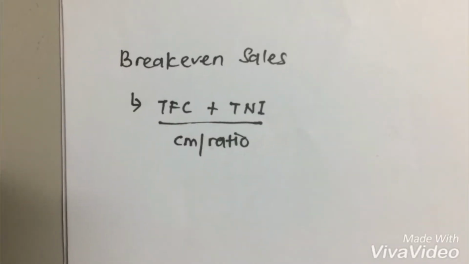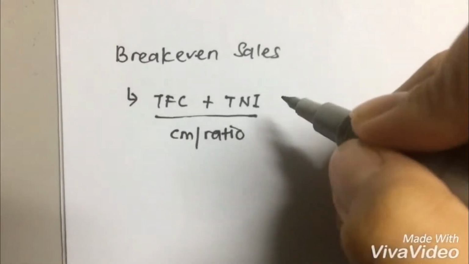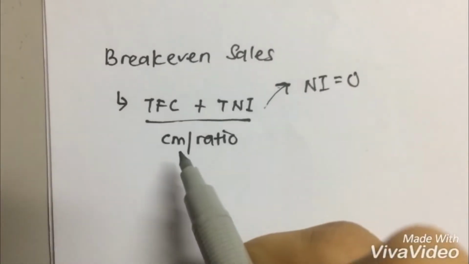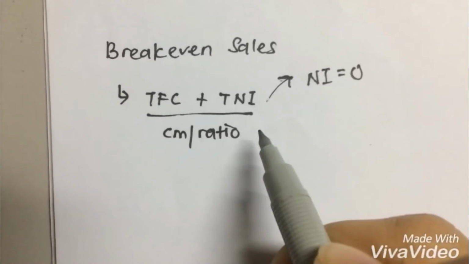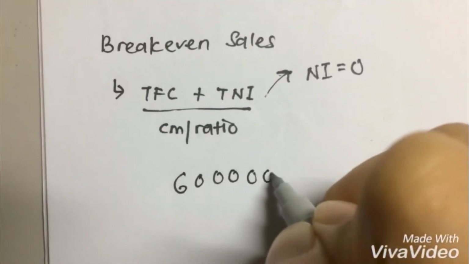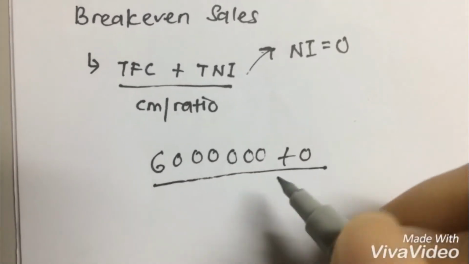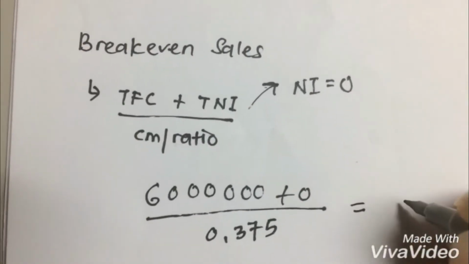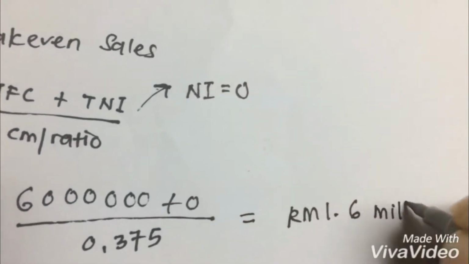To calculate the break-even sales, it is total fixed cost plus our target net income, which is equal to 0, divided by our contribution margin in ratio. Our total fixed cost is 600,000 plus 0, over our contribution margin, which is 0.375, and we will get RM 1.6 million.